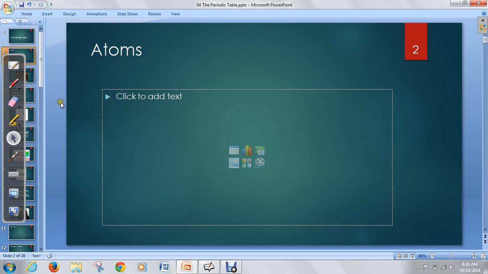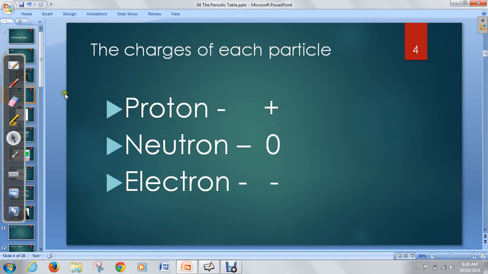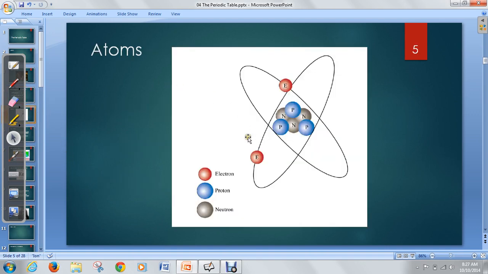Okay, and hopefully, from a previous science class, you've learned about the charges of each particle. A proton has a positive charge, a neutron has a neutral charge or zero charge, and an electron has a negative charge. So we have these three parts of the atom, and they all are in different locations. The protons and neutrons are in the nucleus of the atom, or the center, while the electrons go around the outside. And so hopefully you have a basic understanding of what an atom is.